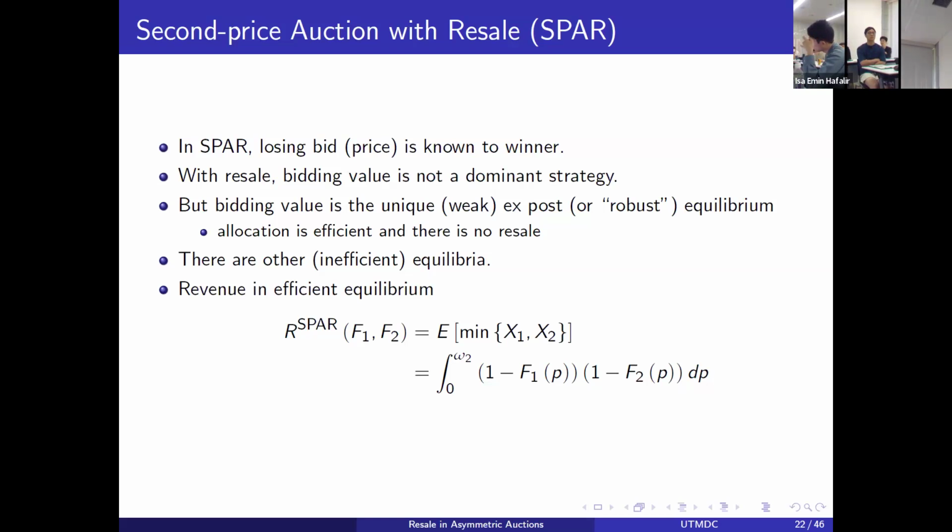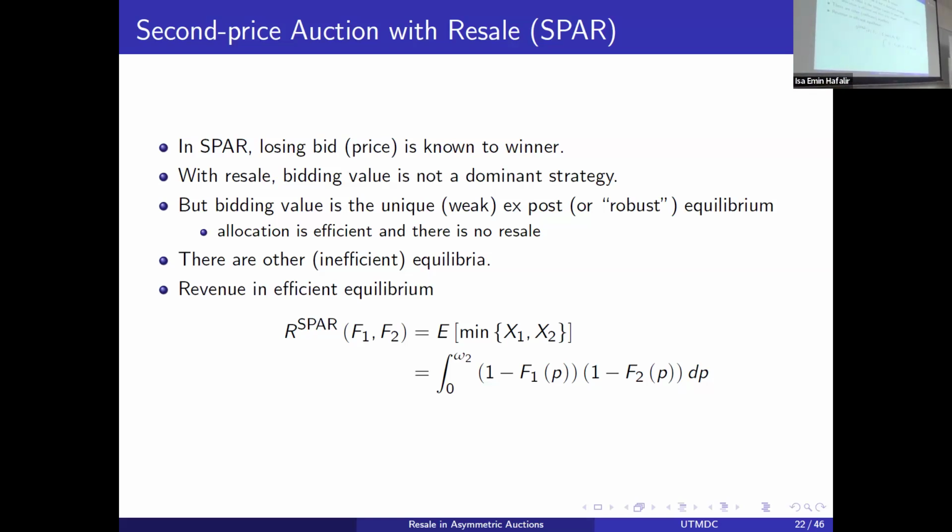All right. But we focus on this robust equilibrium of bidding the value, and therefore the auction is efficient, and therefore there will be no resale stage, and therefore second price auction with resale revenue is going to be the same as second price auction without resale revenue, and it can be given as follows. Basically, with asymmetric value distributions, the revenue is equal to the expectation of the minimum of the two random variables, and this is given by this formula.